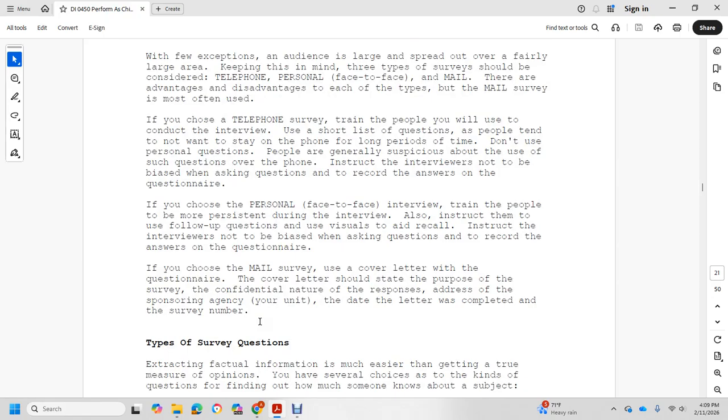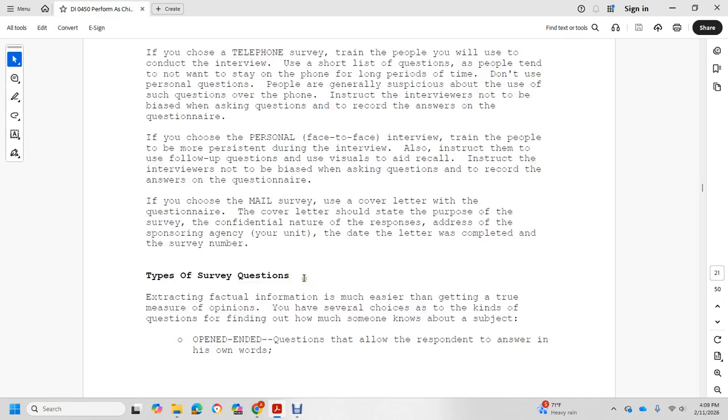If you choose the mail survey, include a cover letter with the questionnaire. The cover letter should state the purpose of the survey, the confidential nature of the responses, and the address of the sponsoring agency or unit. Also include the date of the letter and the completed survey number.